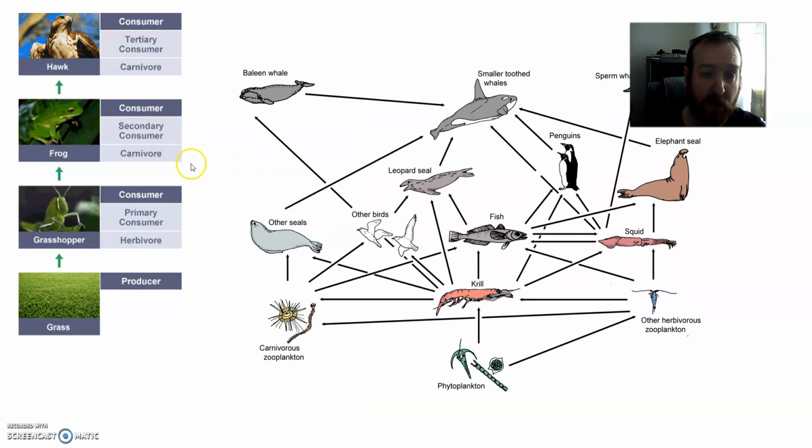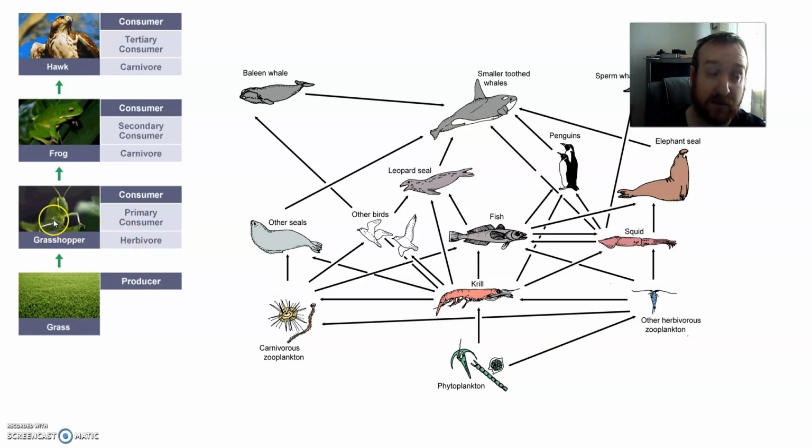Now, in Year 7 you will have done lots of work on food chains. This on the left is an example of a food chain where we've got grass. It's a producer, it's a plant. It gets its energy from photosynthesis. The grass is eaten by a grasshopper. It's a primary consumer. It doesn't get its energy from photosynthesis, it eats plants, it eats the grass. It's a herbivore, it only eats plants.